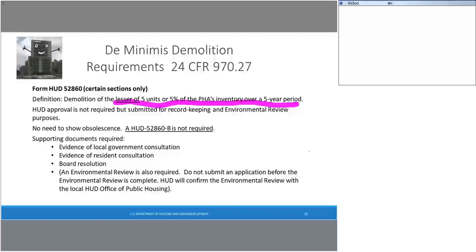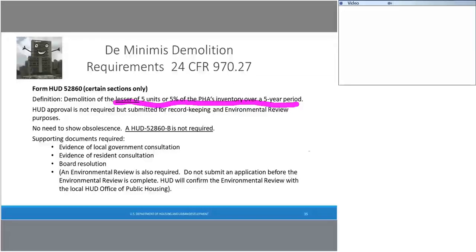So a HUD 52860B is not required. However, supporting documents are. That means we still need evidence of local government consultation. We still need evidence of a resident consultation. We still need the board resolution. The board must sign off on all proposed activities or removals to HUD. An environmental review is also required. Do not submit an application, please.